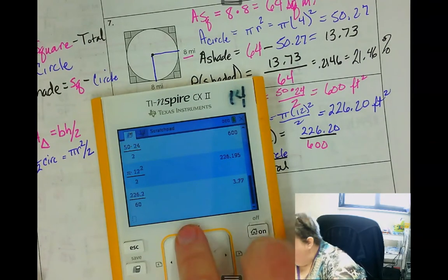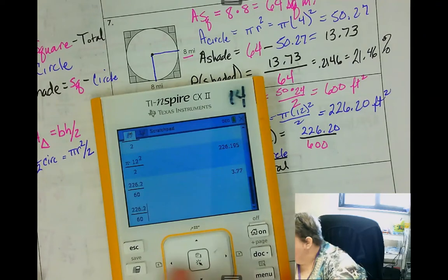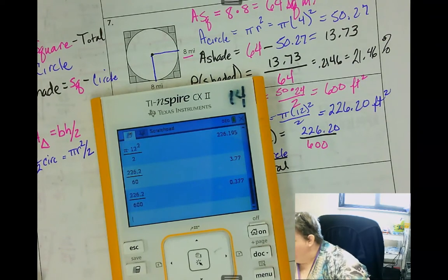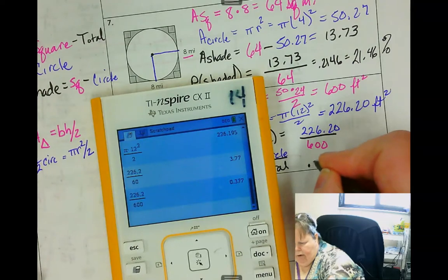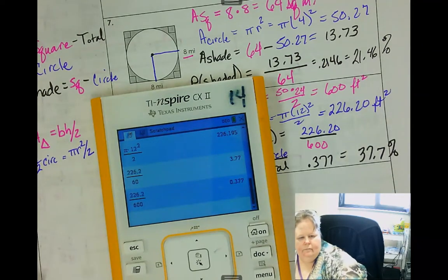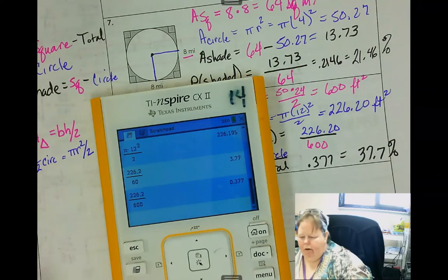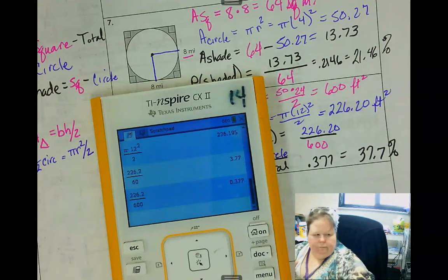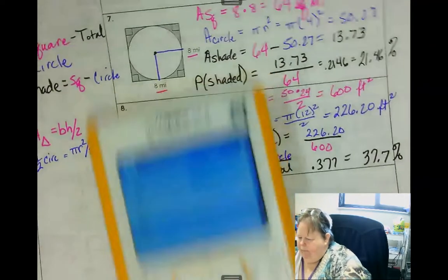Oh, I know what I did wrong. I did 60. 600. 0.377 equals 0.377, which is 37.7%. Okay, so far so good. All right, let's move on to the next one.